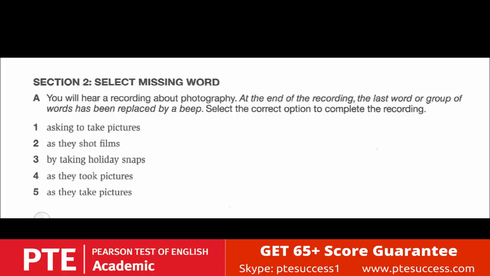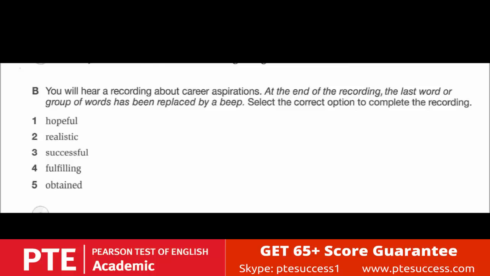You will hear a recording about career aspirations. At the end of the recording, the last word or group of words has been replaced by a beep. Select the correct option to complete the recording. Recording B.